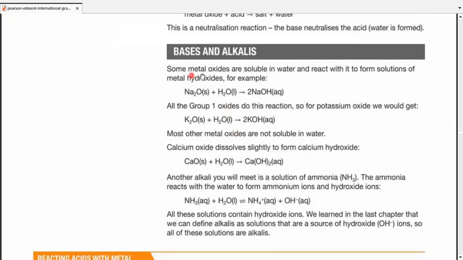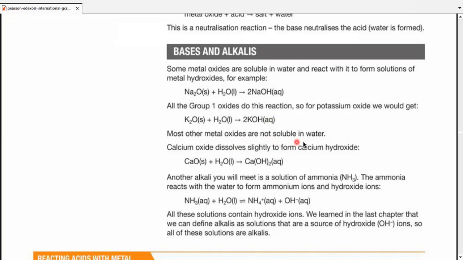So now some different bases in these reactions: you can see sodium oxide. It's a metal oxide. It's soluble in water, and actually these two react to form the alkali, sodium hydroxide. All group 1 oxides do the same reaction. These are oxides. As soon as they are dissolved into water, they are converted into hydroxides and become alkalis.